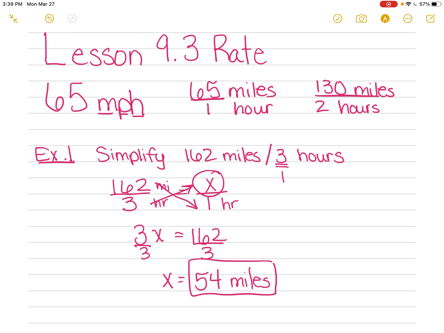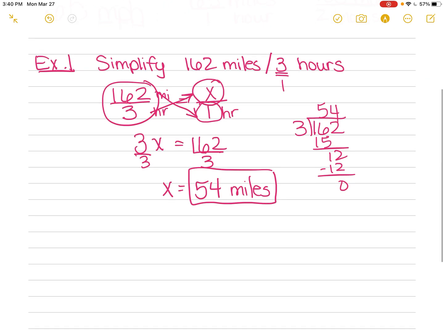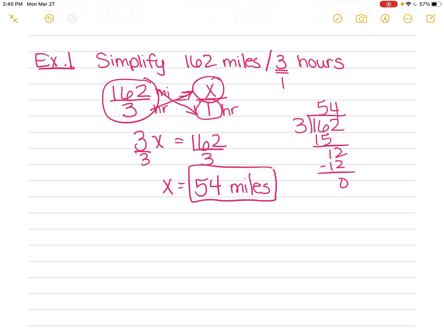Now, there's a simpler way when you're doing rates, because this number down here will always be 1. So you don't have to do all this setup of a proportion. You can just take the 162 and divide by 3. You just take this fraction and turn it into a division problem. That's where I got my 54 from, when I divided by 3. So that's the way we're going to be doing some of these rates.